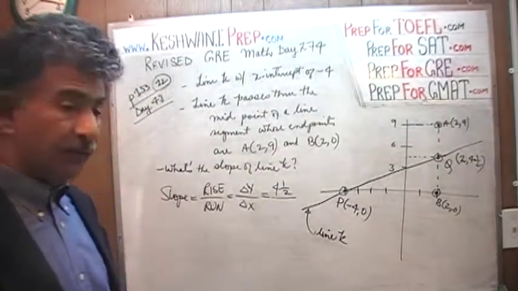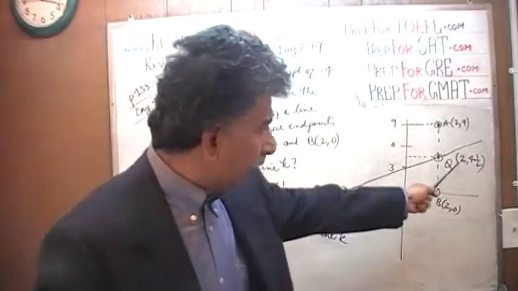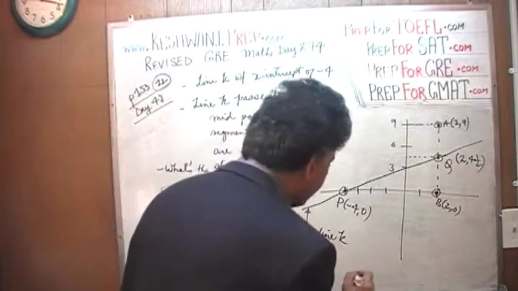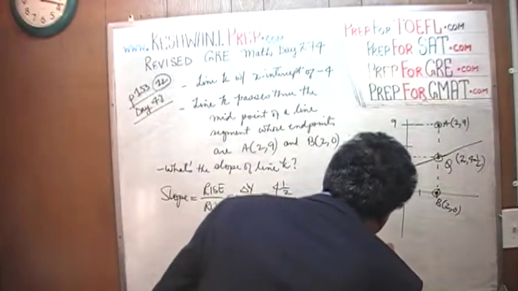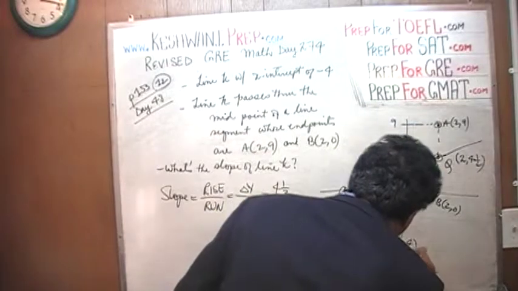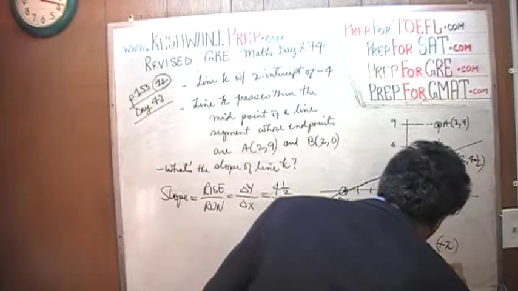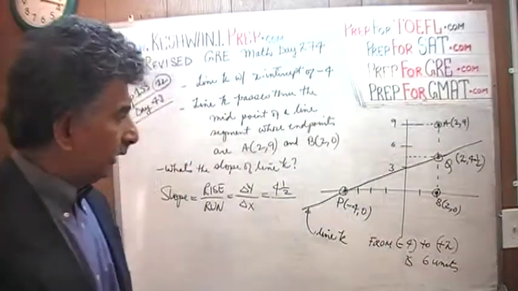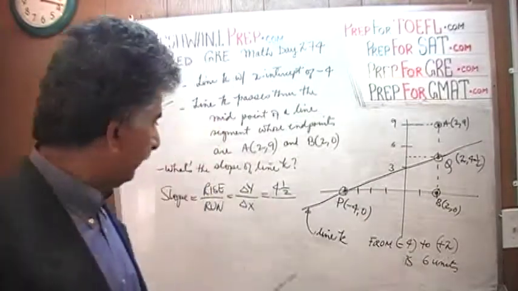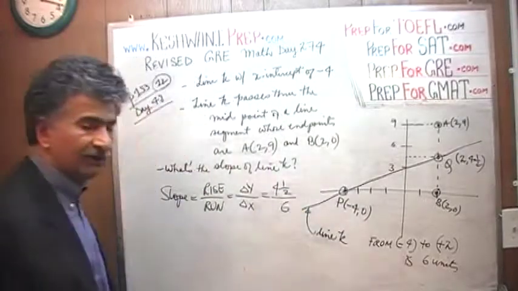What's the change in the x coordinate? This is where you have to slow down. The x coordinate goes all the way from -4 to +2. From -4 to +2 is 6 units, because -4 to 0 would be 4 units, and then from 0 to 2 of course is 2 units, so it's 6 units. So the change in x is 6 units. That's our slope.